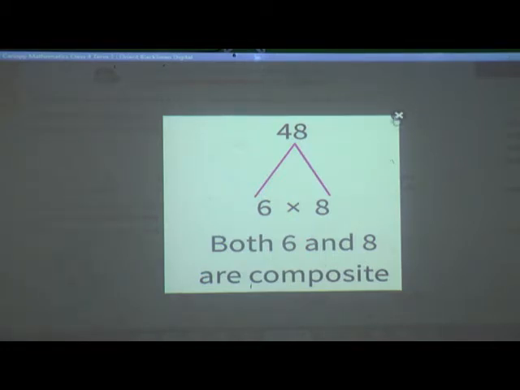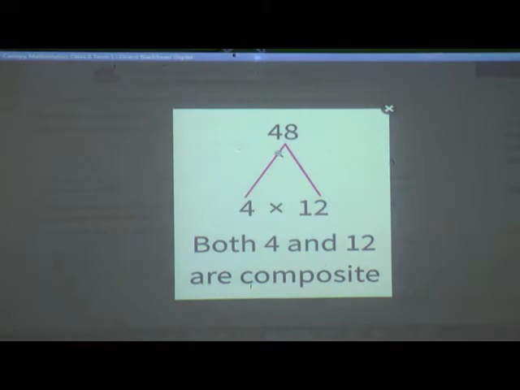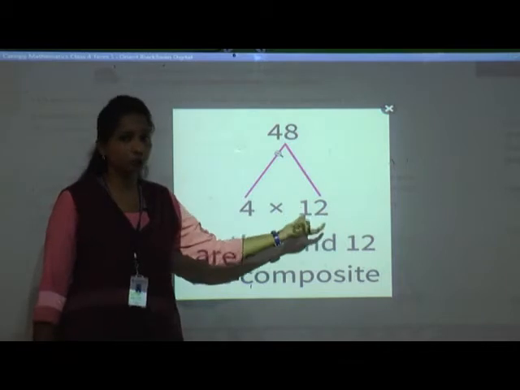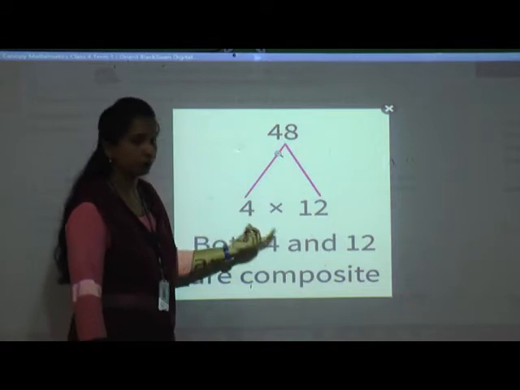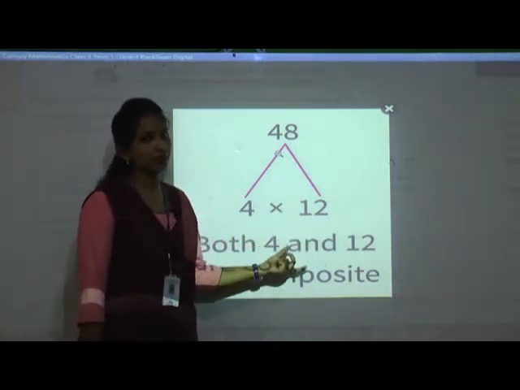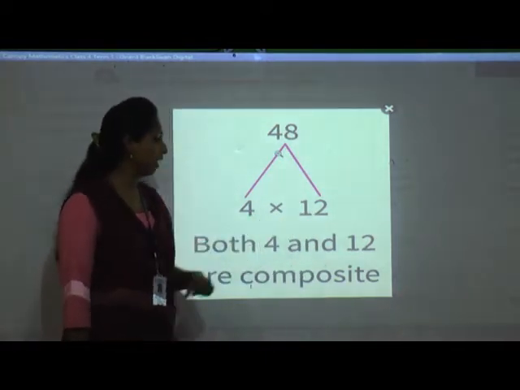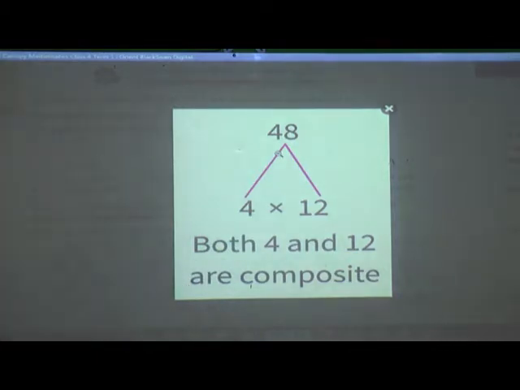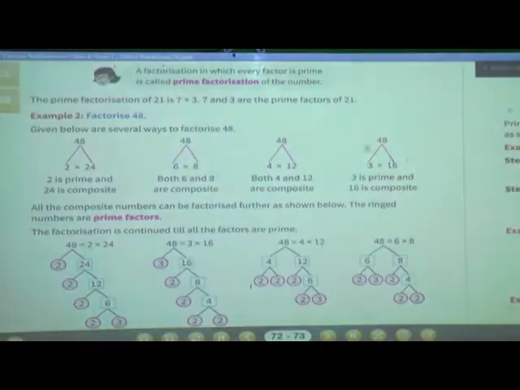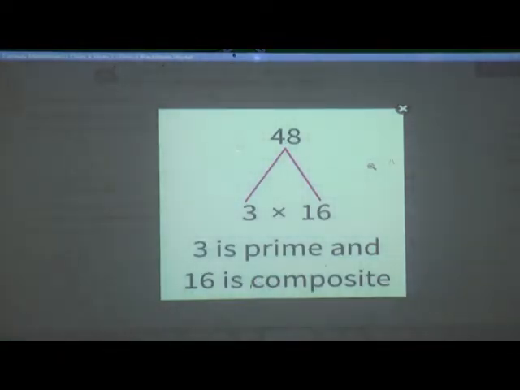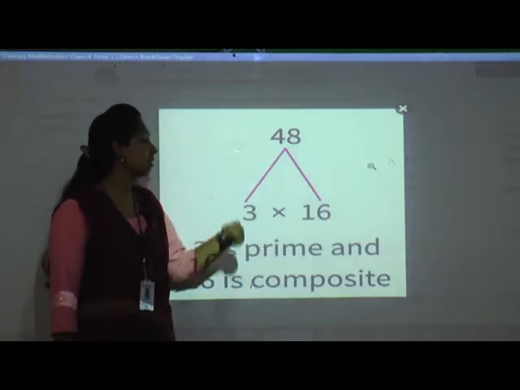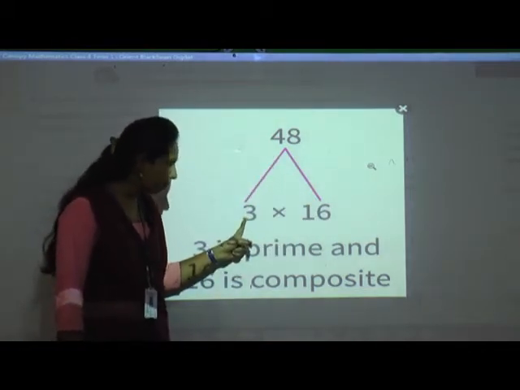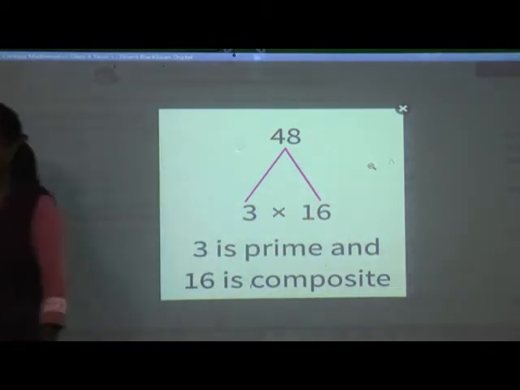Okay, now I'll show you the third. Now 48 again we can split up into 4 multiplied by 12, we get 48. So here 4 again we can split up into 2 into 2, 12 also we can split up into 6 into 2. So 4 and 12 are what? Composite numbers, isn't it? And the last way, see here, again 48 we can split up into 3 multiplied by 16, we get 48. Here you can see that 3 is a prime number and 16 is a composite number.